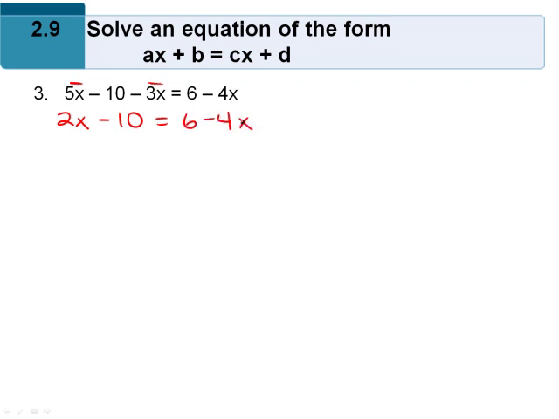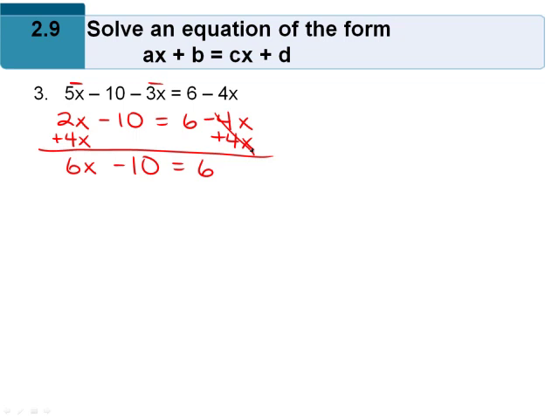All right, so now it looks pretty normal, like what we've been looking at. I've got variable terms on both sides. I want to get rid of the negative 4x on the right, so I'm going to add 4x to both sides, and I'm going to add 4x over here on the left. So 2x plus 4x is 6x minus 10 equals 6. And the 4x's are gone.